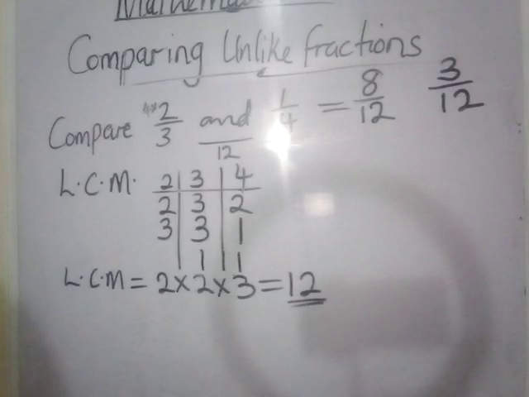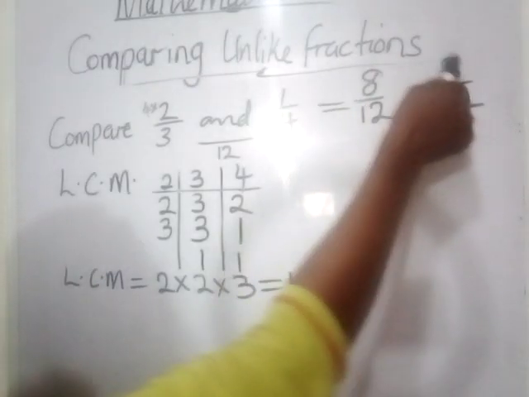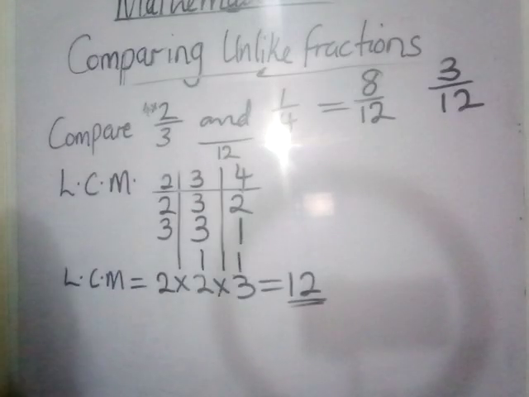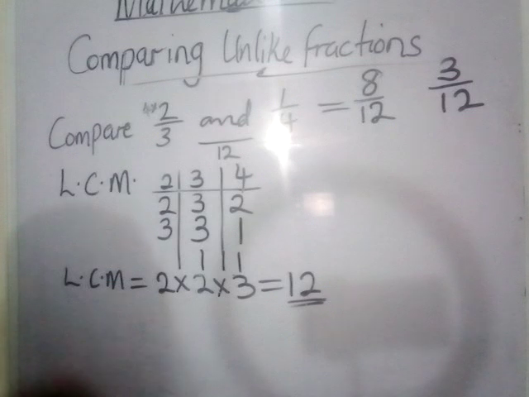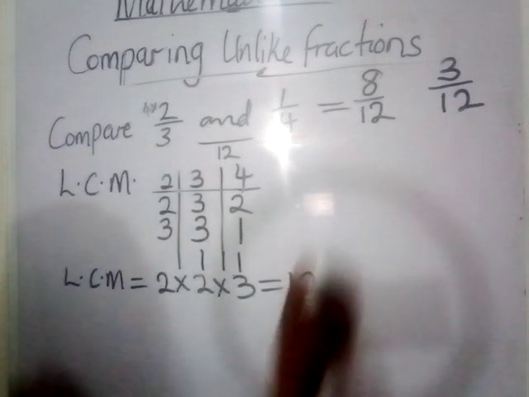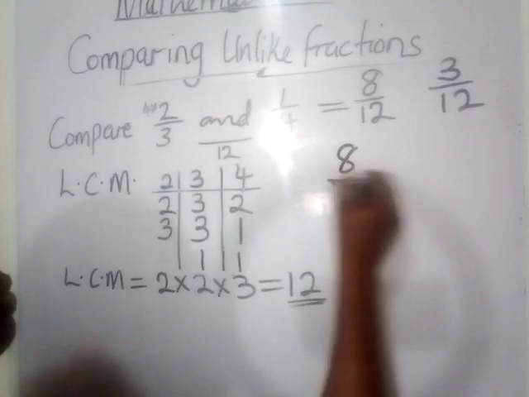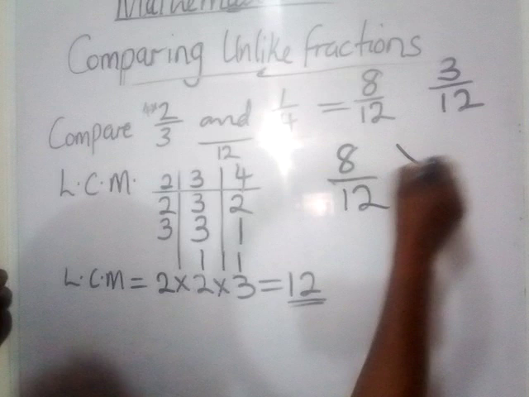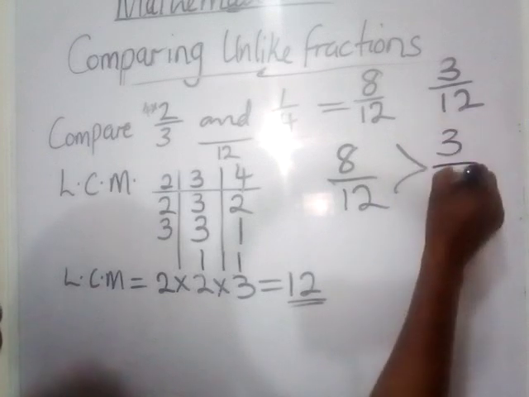Now looking at these two, we can easily do a comparison. Remember we said when you're comparing like terms, that is fractions that have the same denominator, you simply look at their numerators, the numbers at the top, to see which is bigger or which is smaller. In this case, we know that 8 is bigger than 3. And we said when we're looking at like terms that the bigger the numerator, the bigger the fraction. So if we agree that 8 is bigger than 3, then that means that 8 out of 12 is bigger than 3 out of 12.